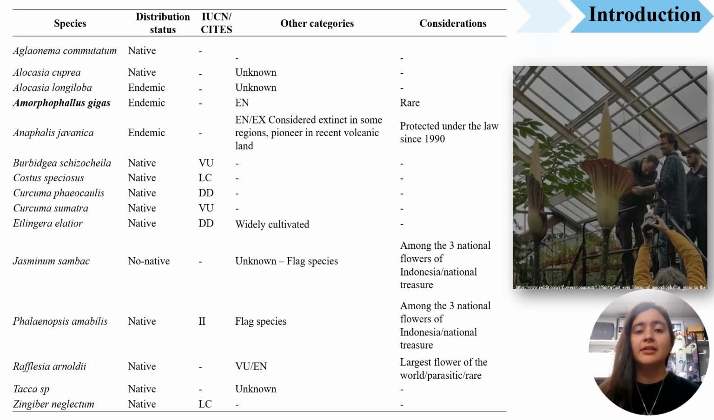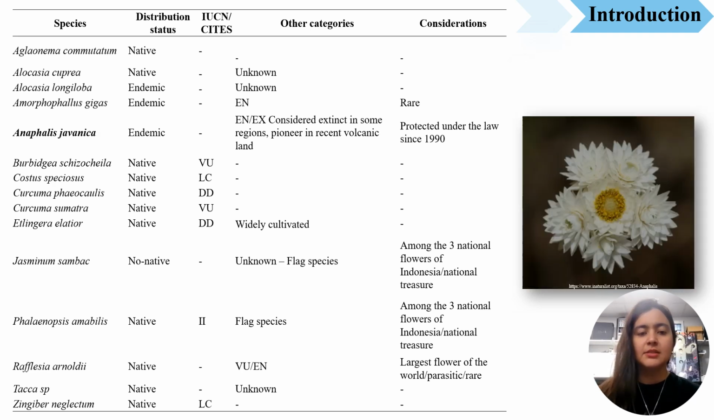This table is summarizing all the relevant information about the species, and I have found some interesting species such as Amorphophallus gigas, which is only considered at the local level as an endangered species, and it is the tallest flower of the world.